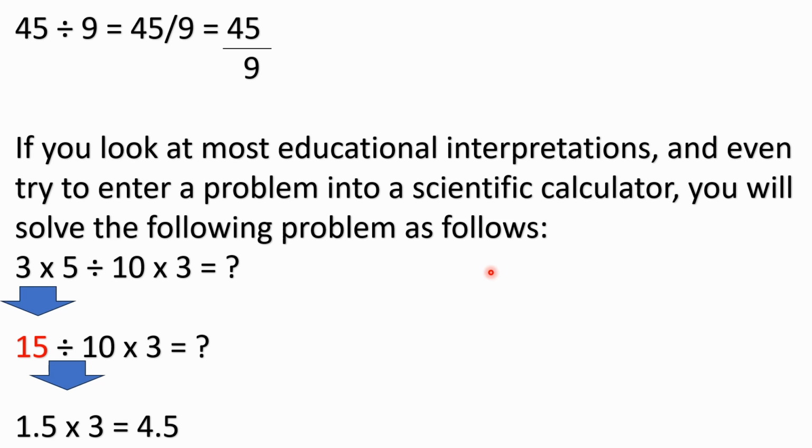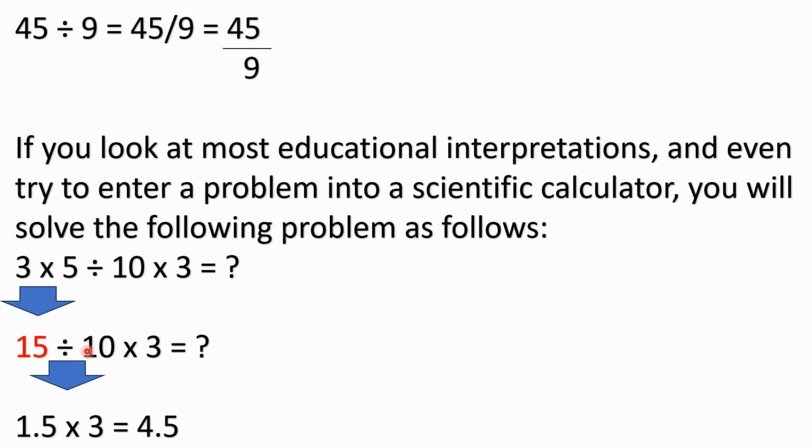But if you look at a lot of educational interpretations, mainly in education, and you try to enter some of these problems into a scientific calculator, for example, we have a problem here: 3 times 5 divided by 10 times 3. What's going to happen is you have multiplication and division left to right per the order of operations. So 3 times 5 is 15, which I have highlighted in red. Then you would do division next. 15 divided by 10 is 1.5. 1.5 times 3 is 4.5. So that seems pretty normal, the way a lot of people do interpret the obelus.